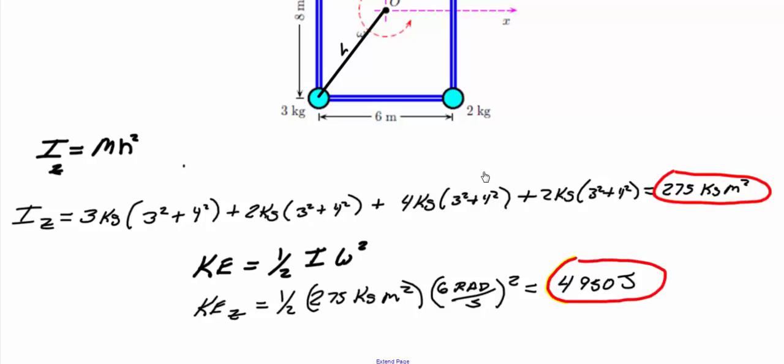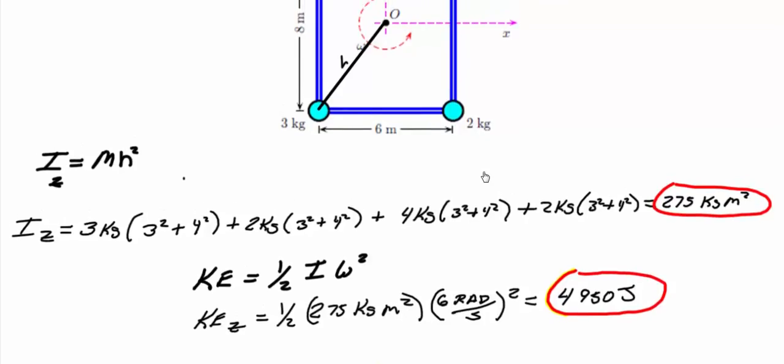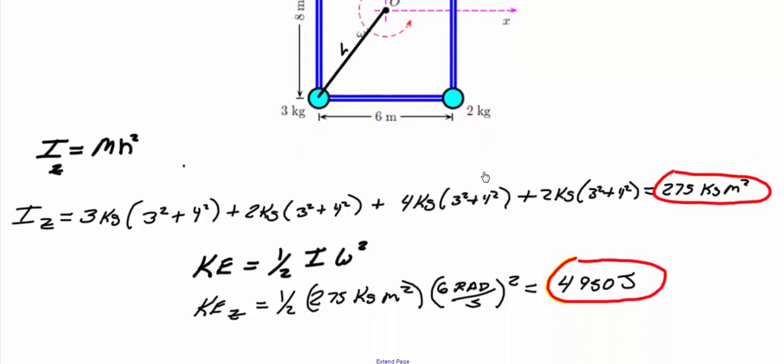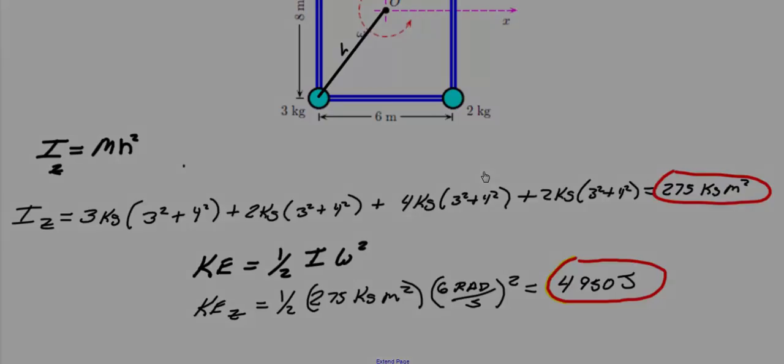But again, just keep coming back to this, because when you have something rotating about an axis, you're going to go back and use the kinetic energy. It's going to be 1/2 times the moment of inertia times the angular velocity squared.